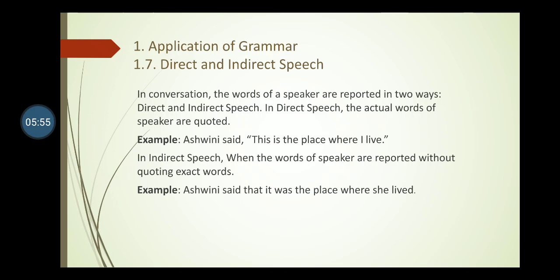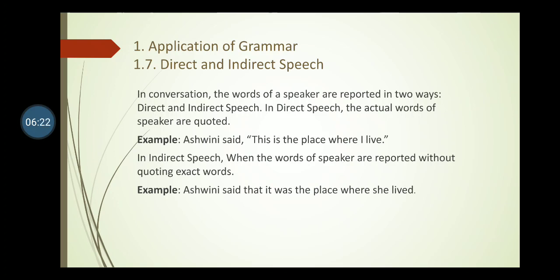For example, Ashwini said, comma, double inverted comma, this is the place where I live. This is the place where I live is called reported speech. Ashwini said is called the reporting verb. There are two parts in direct speech and indirect speech also. Before the inverted commas, it is called the reporting verb, and within the inverted commas, it is called reported speech.